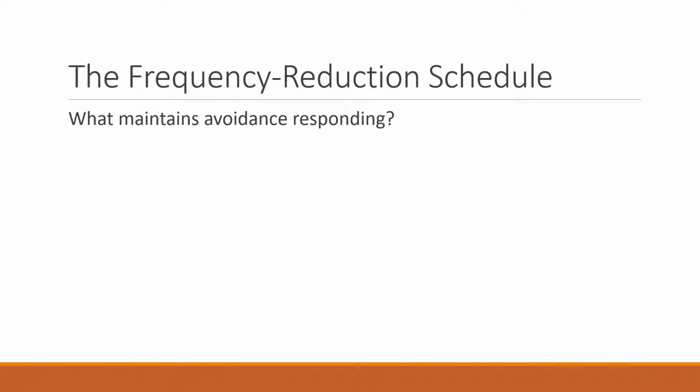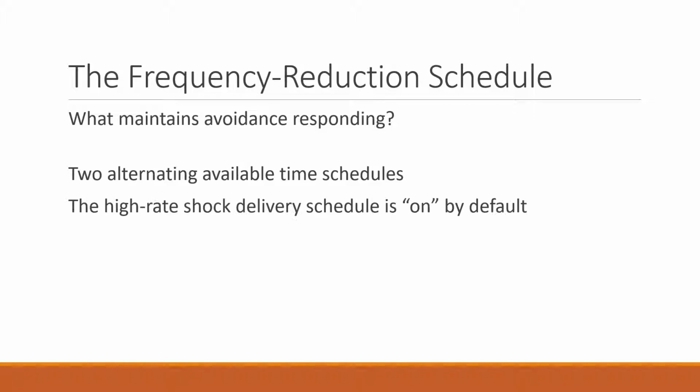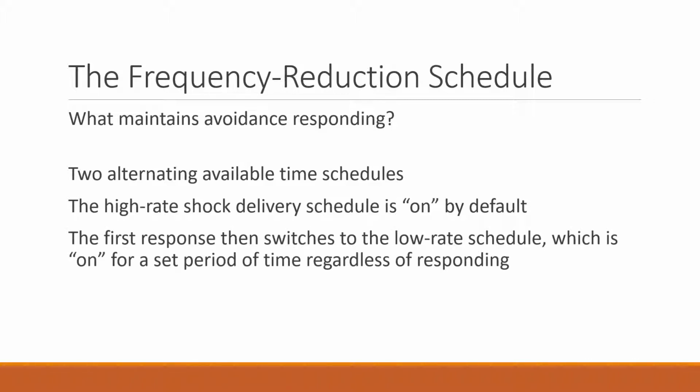Here's another way of investigating aversive control, the frequency reduction schedule. In this case, shocks are not completely removed or avoided, so what would maintain responding? In this experimental setup, there are two ongoing time schedules. The high-rate shock delivery schedule is on by default at the start of the experiment. So let's say that shocks are happening every 5 seconds. Then, if a response occurs, the lower rate schedule begins. Now, shocks will only happen every 10 seconds.